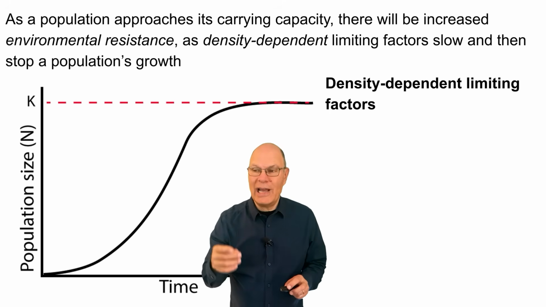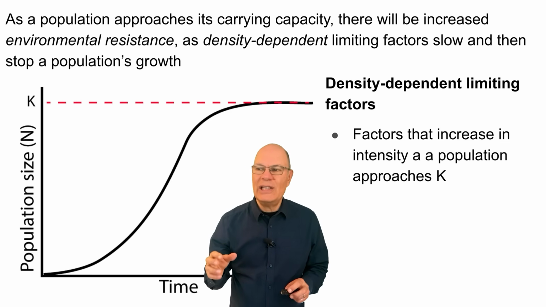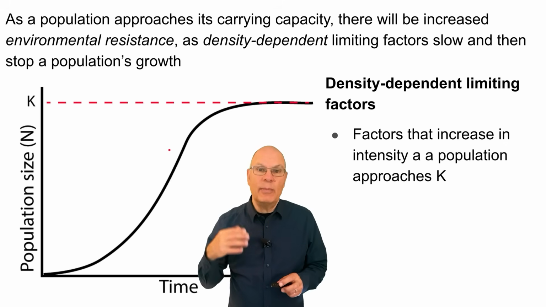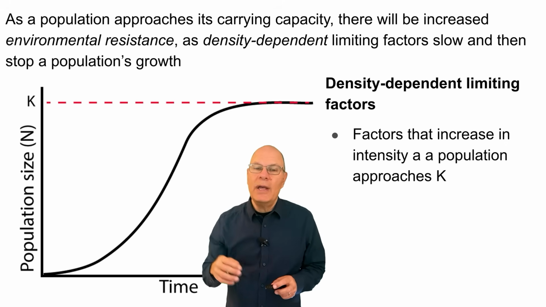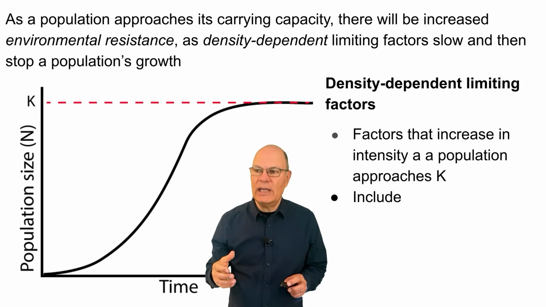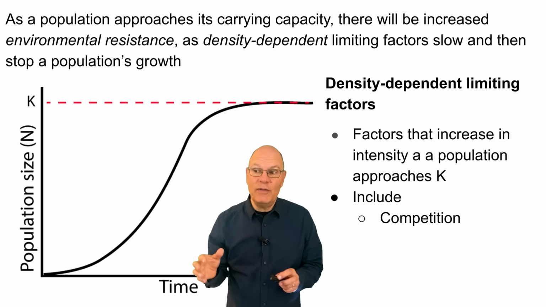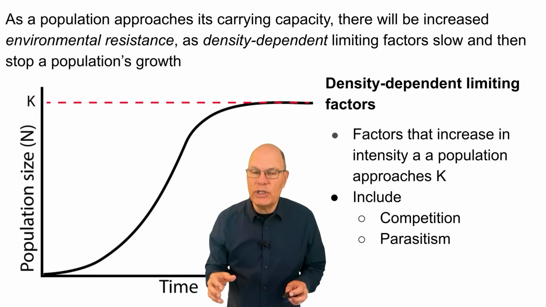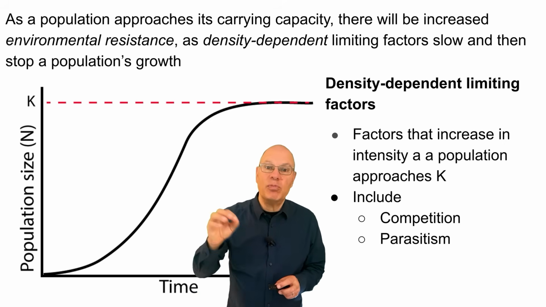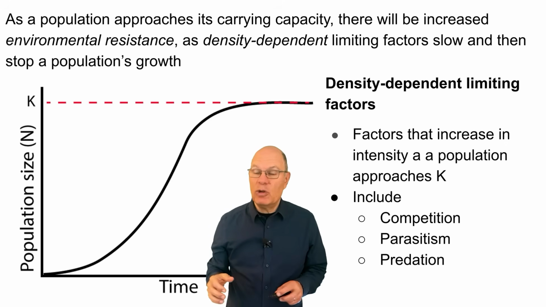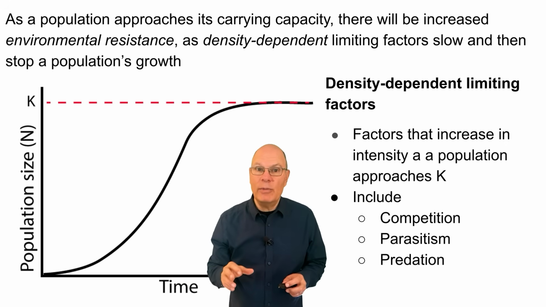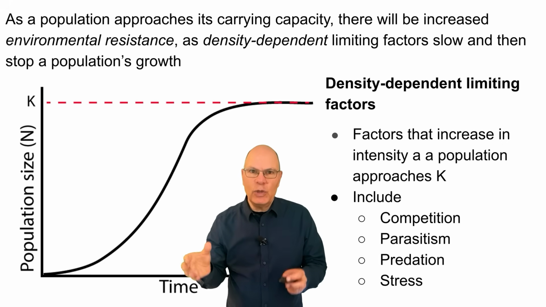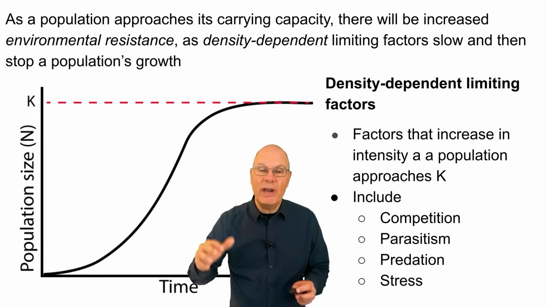Density-dependent limiting factors are exactly what they sound like. These are factors that increase in intensity as a population approaches K. As the population grows, its density, the number of individuals in a particular area, is going to go up. That's when these density-dependent limiting factors kick in. They include competition between the individuals in the population for resources, and parasitism, parasites that are parasitizing the individuals in the population, and it gets easy for those parasites to spread from one individual to the next as the population increases. It gets easier for predators to pick off members of the population as the population increases, and it becomes more stressful for the individuals in that population, and that tends to lower their rate of increase.